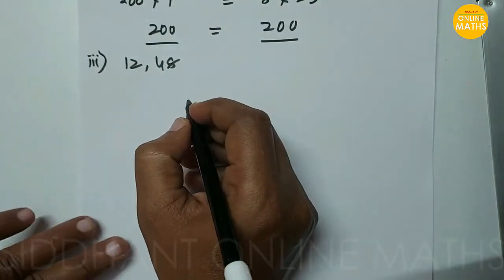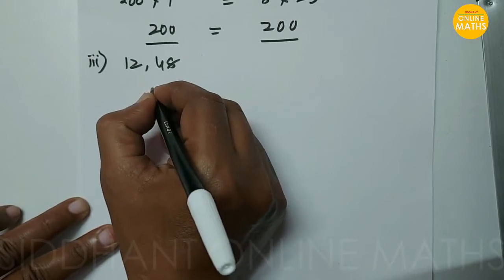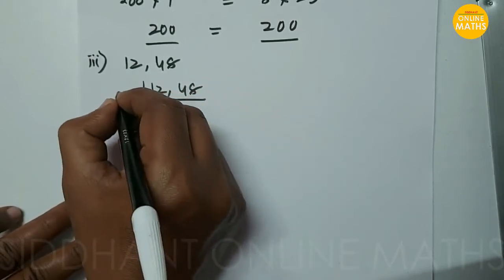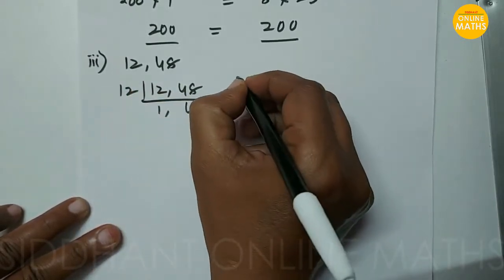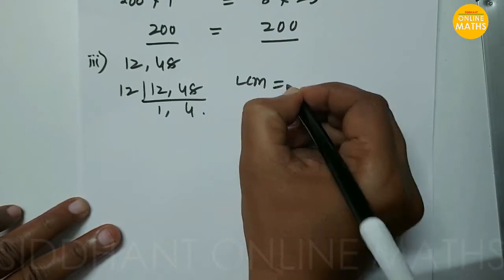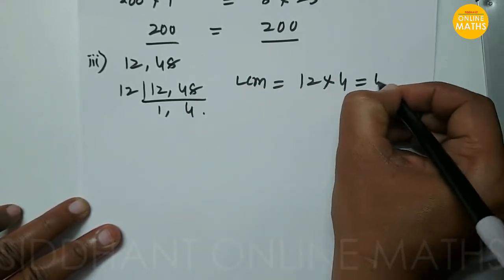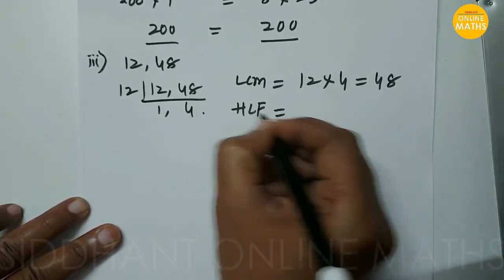So next, 12 and 48. Here we take the LCM of 12 and 48. Directly it goes with 12, 1 here and 4 here. And LCM is equal to the divisors into remainders, that is 12 into 4, which is equal to 48. And HCF is 12 here.